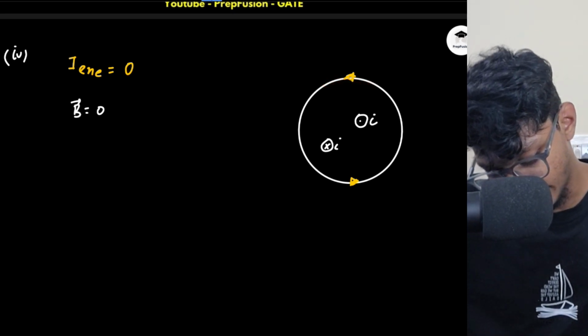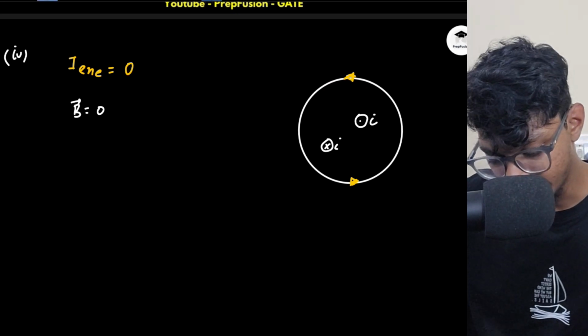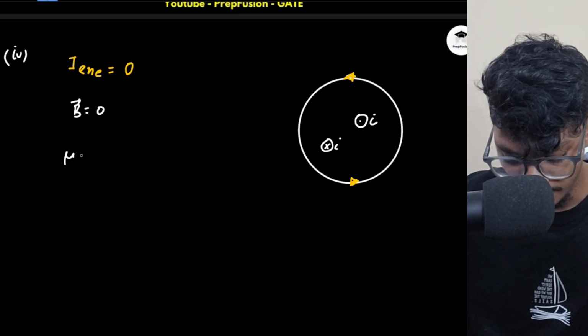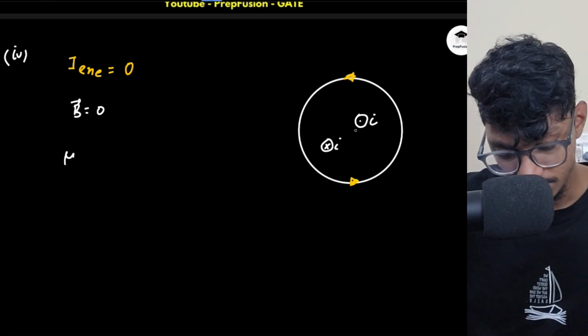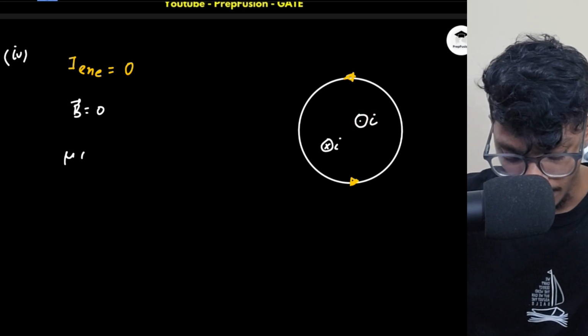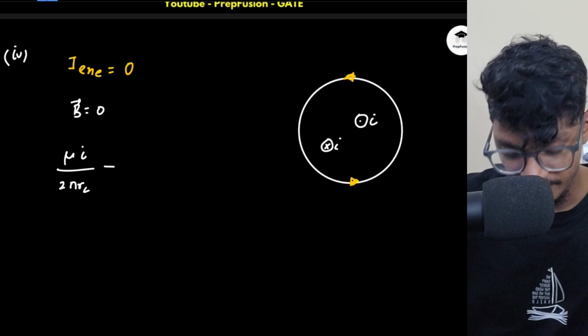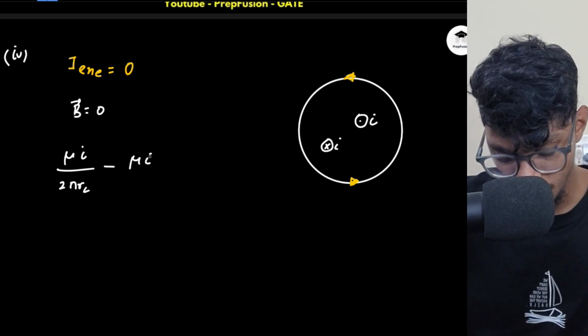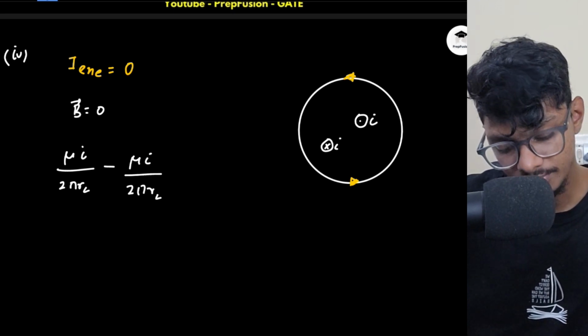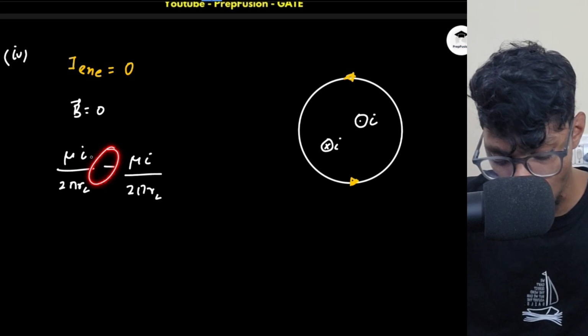Or you can write it otherwise. How can you write? You can say that the magnetic field due to the smaller cable is mu I by 2 pi r2, and the magnetic field due to the larger cable is again mu I by 2 pi r2 only, because they are flowing the same current but in opposite direction.